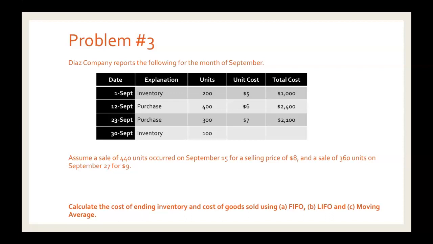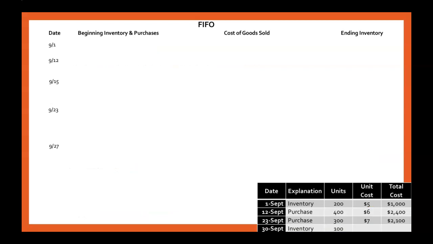So let's first work on FIFO. FIFO stands for first in, first out, right? So the inventory that came in first are the first units that we're going to push out the door. And we're going to set it up looking like this.